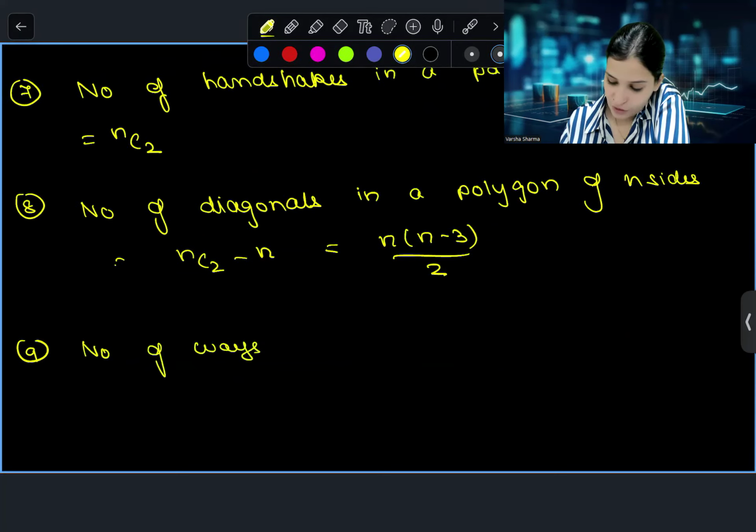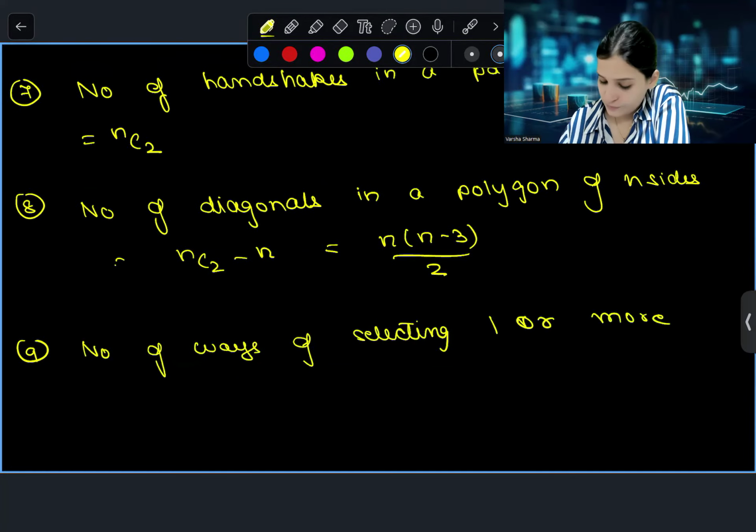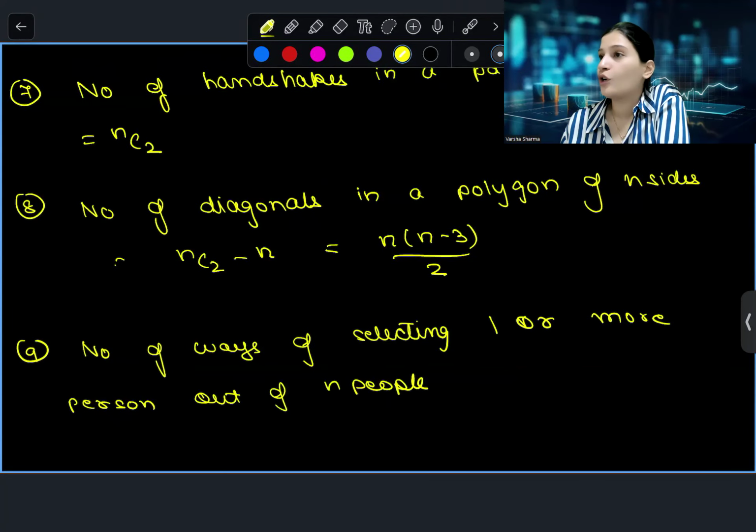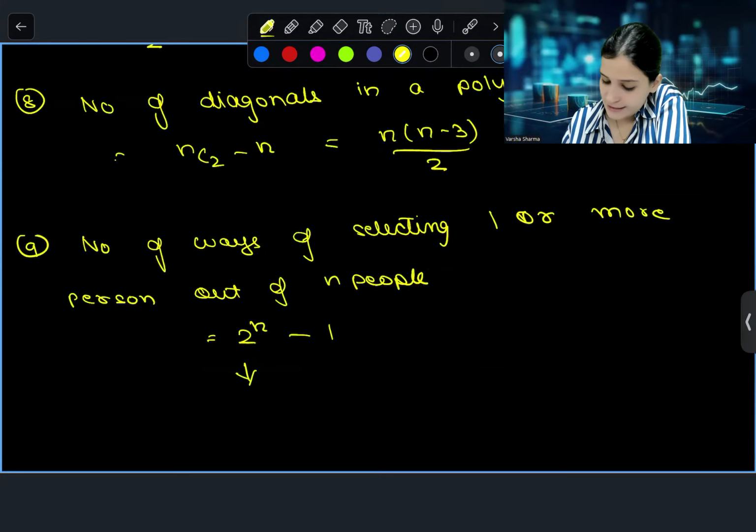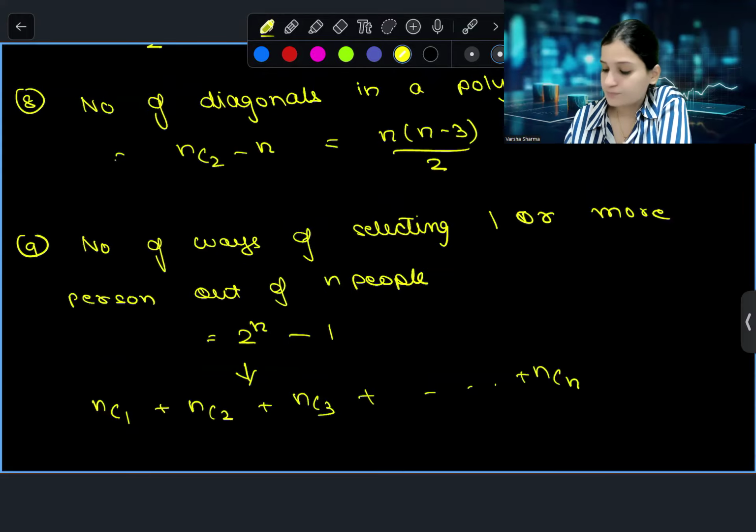Number of ways of selecting one or more persons out of n people. Every person has two options, included or not included. So total options are 2 power n. I have to select at least one, so minus 1. This is basically selecting one, or two, or three people, till n.